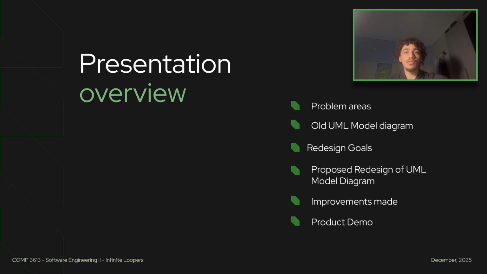So first things first, we have an overview of our presentation. We have the problem areas in your code base, the old UML model diagram, some redesign goals, the proposed redesign of the UML model diagram, some general improvements made, and the product demo on the CLI.